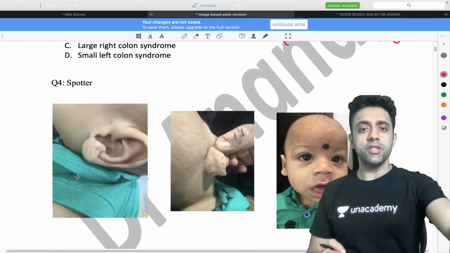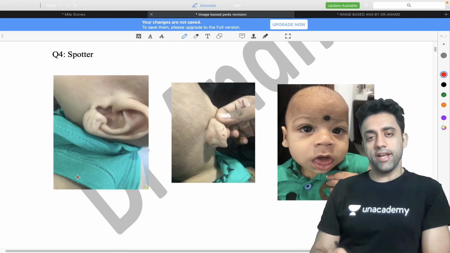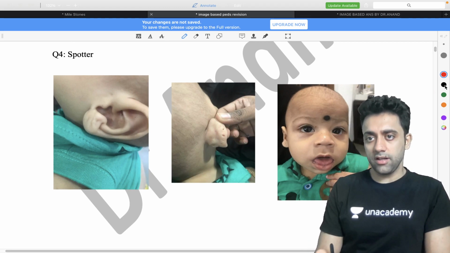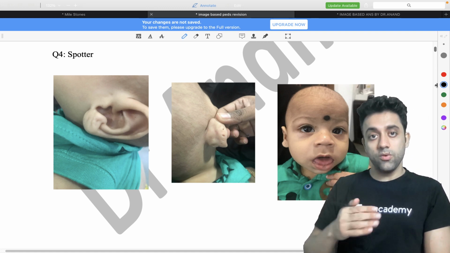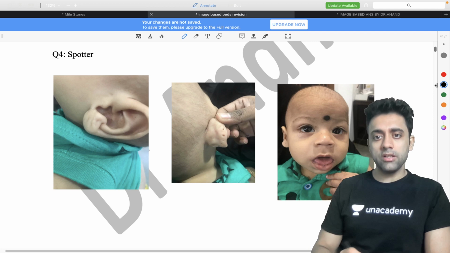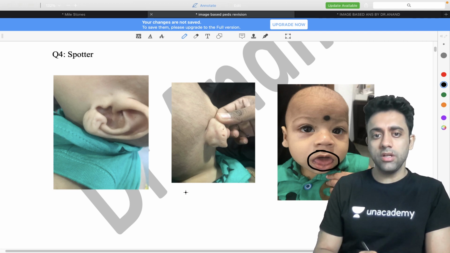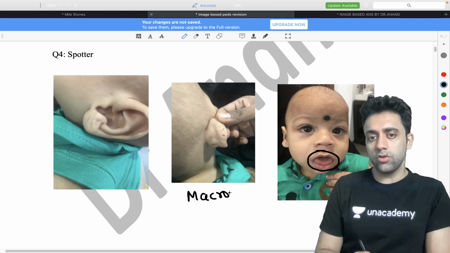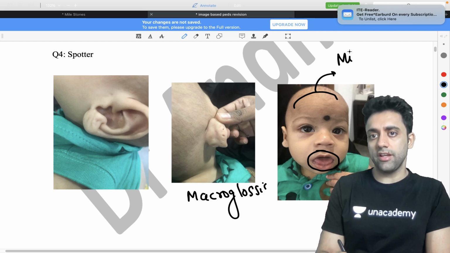Question number 4. Very nice question. What can you see? I don't have options. What is the answer for this question? Anyone? Can we appreciate macroglossia? Yes or no? Number 1. Can we appreciate a small head, something known as microcephaly?